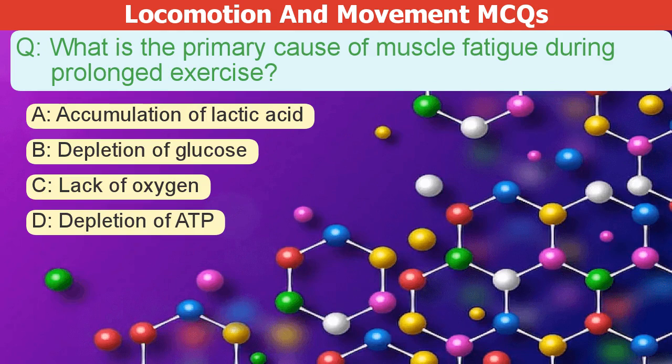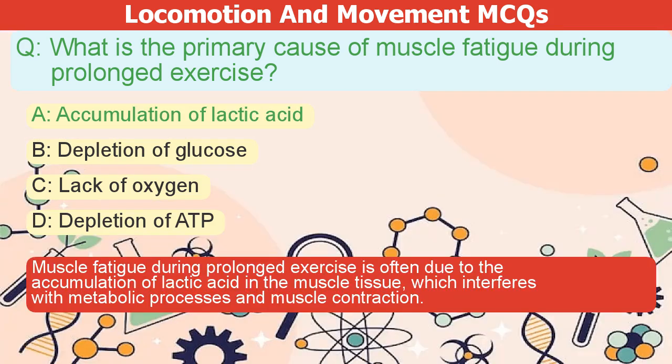What is the primary cause of muscle fatigue during prolonged exercise? A. Accumulation of lactic acid. B. Depletion of glucose. C. Lack of oxygen. D. Depletion of ATP. The correct answer is A. Muscle fatigue during prolonged exercise is often due to the accumulation of lactic acid in the muscle tissue, which interferes with metabolic processes and muscle contraction.